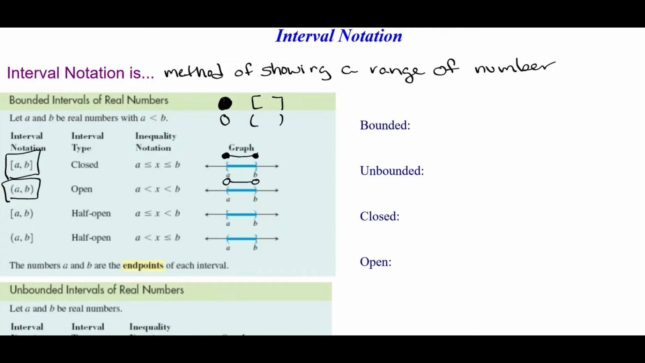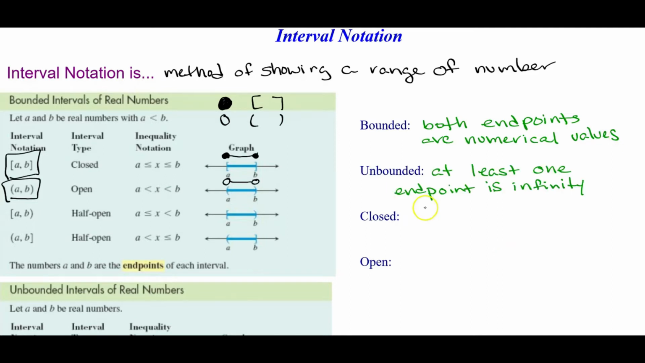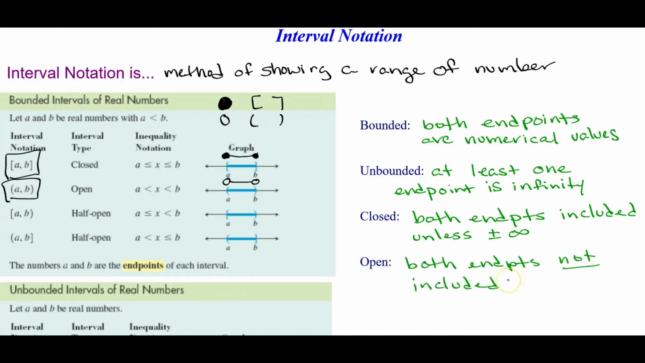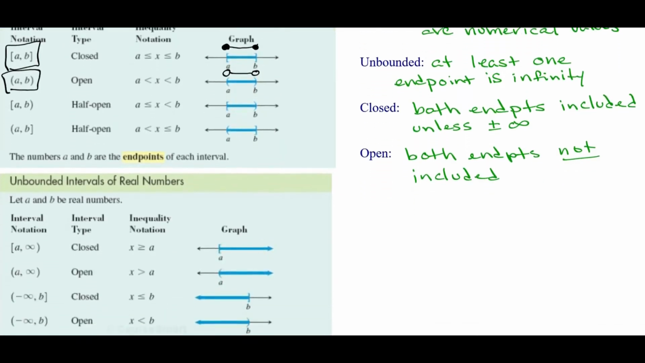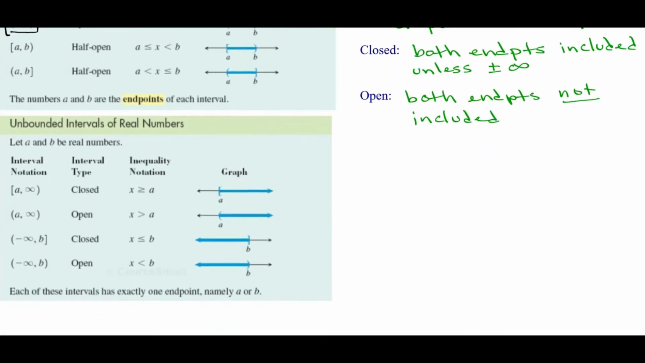A little bit of terminology to be familiar with. A bounded interval is one where both endpoints are numeric values. An unbounded interval is where at least one endpoint is infinity or negative infinity. A closed interval means that both endpoints are included unless one of them is plus or minus infinity. An open interval is where both endpoints are not included, so parentheses on both endpoints. The unbounded intervals here give you examples where at least one of the endpoints is infinity. Remember, negative infinity is always on the left-hand side and positive infinity is on the right-hand side.